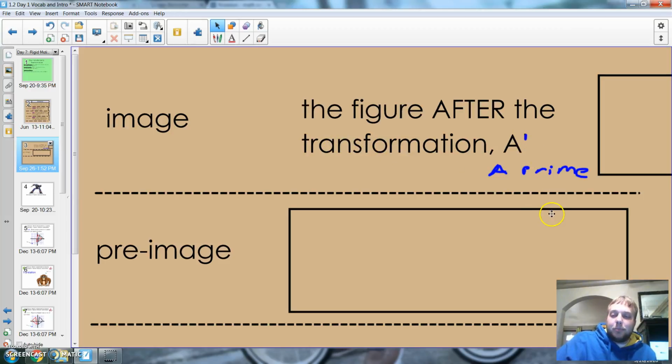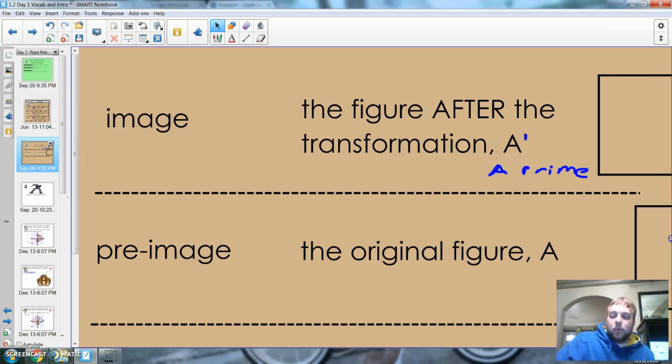But yeah, that's called A prime. And so the image is after the transformation has happened. And then the pre-image, guys, guess what pre means? It's before, right? So pre-algebra. All the words that start with pre mean before. It's your original figure, and we just call that A. And then our image would be A prime.